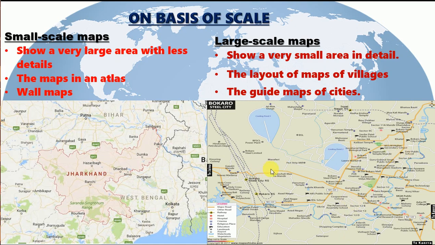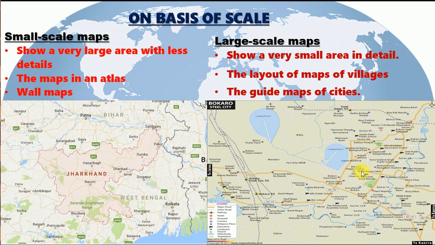As you can see here, here is the minute detail, each and every detail of that particular region, that is Bokaro Steel City. As I have told, the large scale maps show a very small area in detail. The guide maps of the cities and the layout maps are large scale maps. Here we are able to see the ponds, the mandirs, the temples, the main roads. Minute details are there.